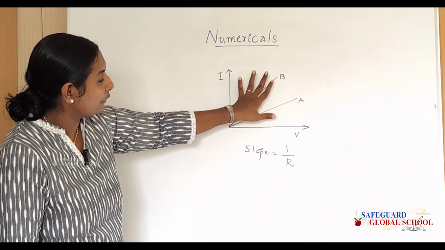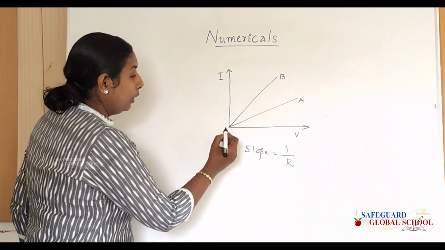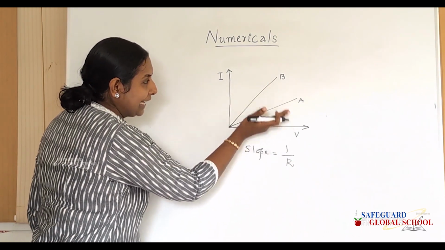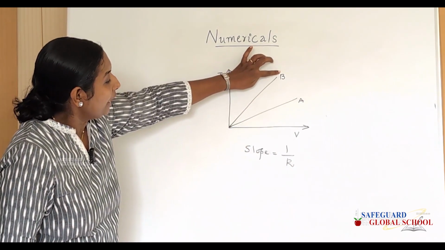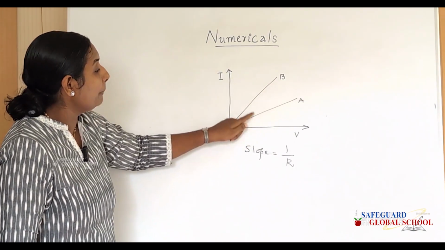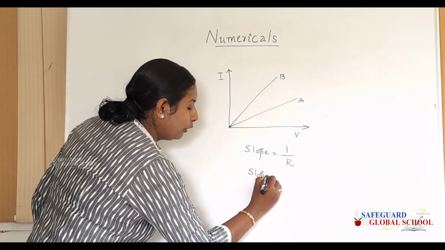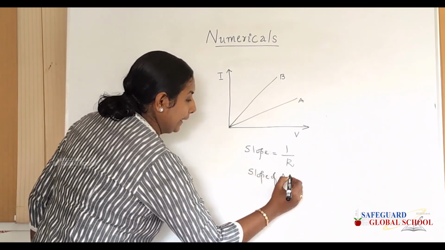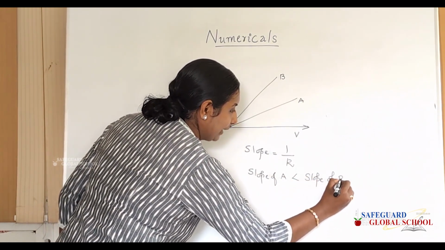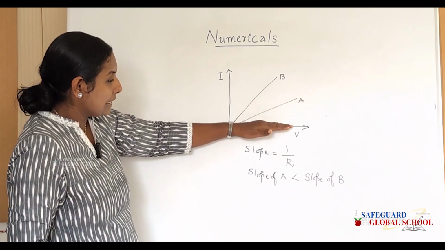So we are going to the analysis of the graph. Which of the graphs is having greater slope? We know what the slope is. For A, the angle from the x-axis is less. For B, the slope from the x-axis is more. Slope is more means resistance is less. So we can write that the slope of A is lesser than the slope of B. Can we write it like that? Because from the graph itself we can understand it.